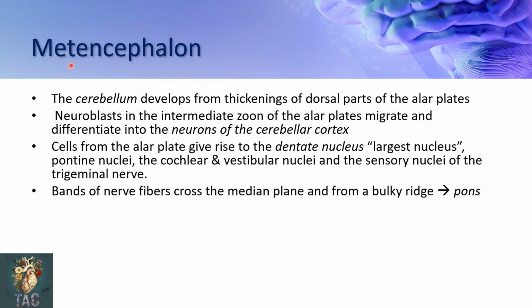The cerebellum develops from the thickening of the dorsal parts of the alar plates. Neuroblasts in the intermediate zone of the alar plate migrate and differentiate into neurons of the cerebellar cortex. Cells from the alar plate give rise to the dentate nucleus, which is the largest nucleus, the pontine nucleus, the cochlear and vestibular nuclei, and the sensory nuclei of the trigeminal nerve. And bands of nerve fibers cross the median plane and form the bulky region, that is the pons.